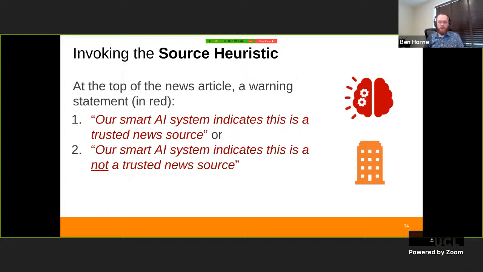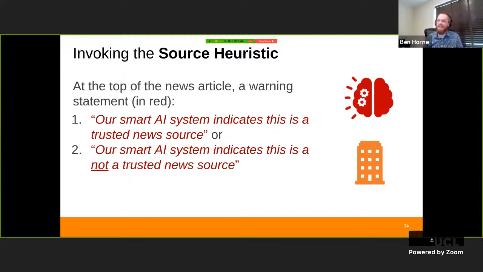The second part of the intervention we're going to sort of move around is tailoring the warning statement. So the first thing we're going to do is try to tailor it towards the source heuristic, because we found when the source heuristic was used, it was actually used more often for correct judgments. And so what we're going to put at the top of our news article is this label that says, our smart AI system indicates that this is a trusted news source, or our smart AI system indicates this is not a trusted news source. So this is very subtle, right? This isn't sort of anything complex.